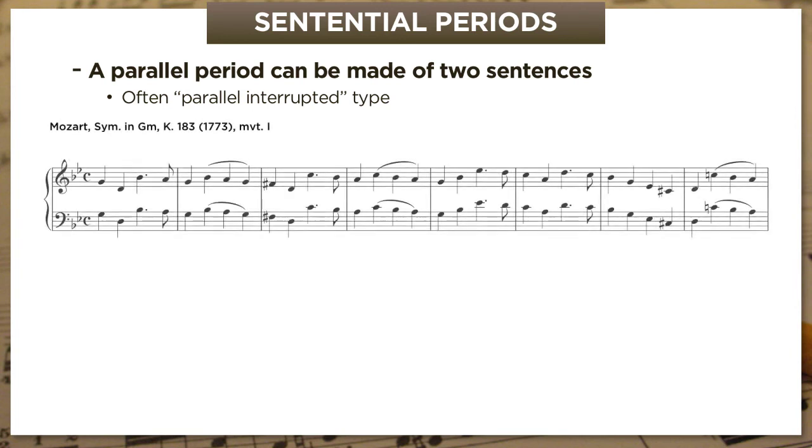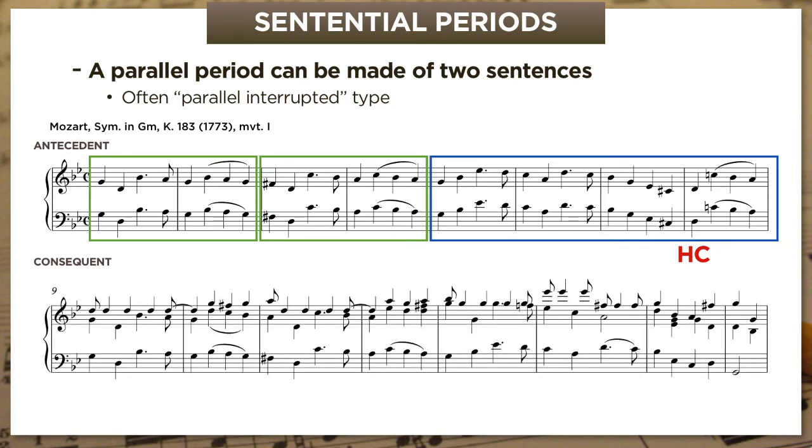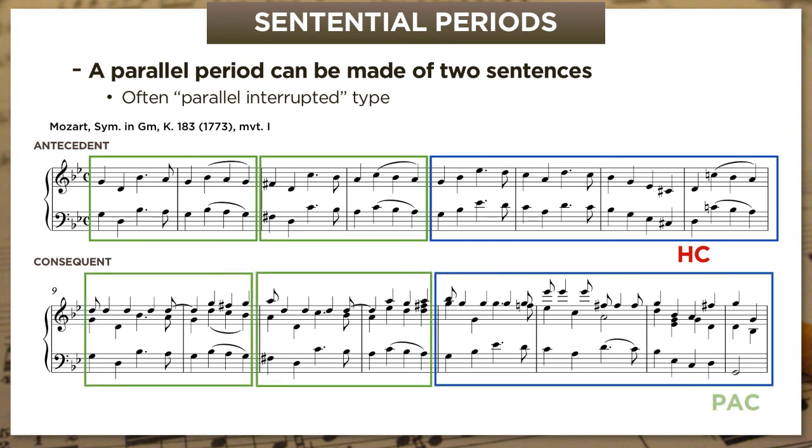So let's go back to the opening of Mozart's early G minor symphony. This is the one whose opening sentence was all just played in octaves. If we widen our view a bit, we discover that this sentence is actually just the antecedent phrase in a giant parallel interrupted period, whose consequent is also a sentence, and ends, of course, with a PAC. So let's listen now.